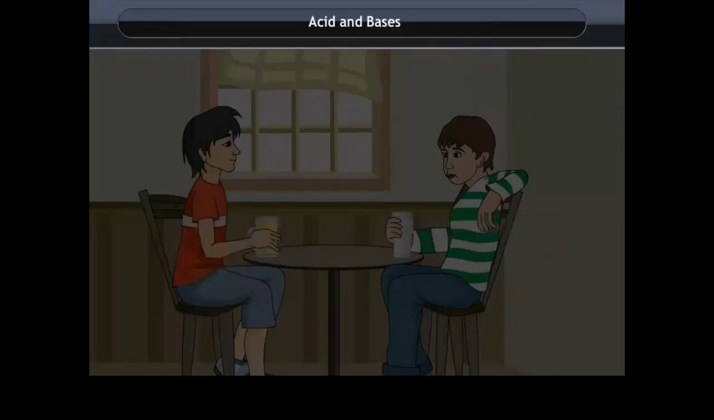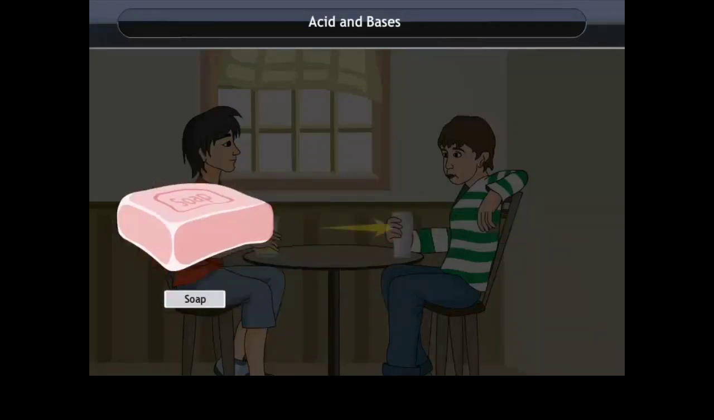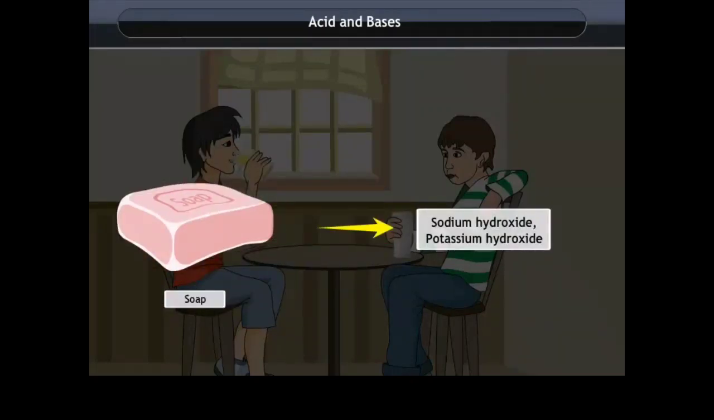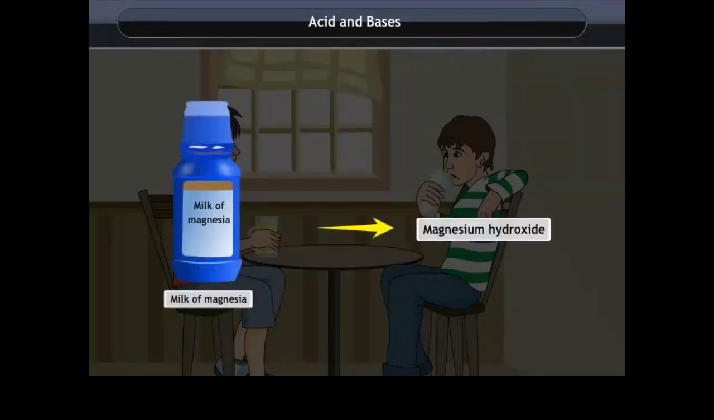Let us find out the bases and their sources in our daily life. For example, lime water contains calcium hydroxide. Soap contains sodium hydroxide or potassium hydroxide. Milk of magnesia contains magnesium hydroxide.